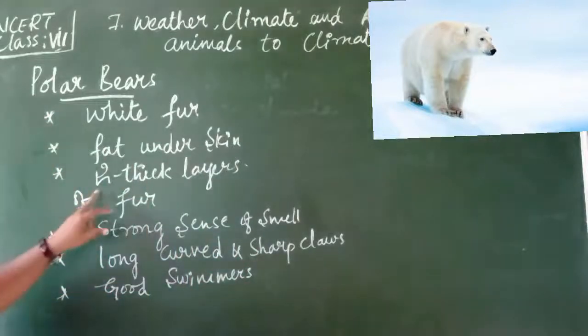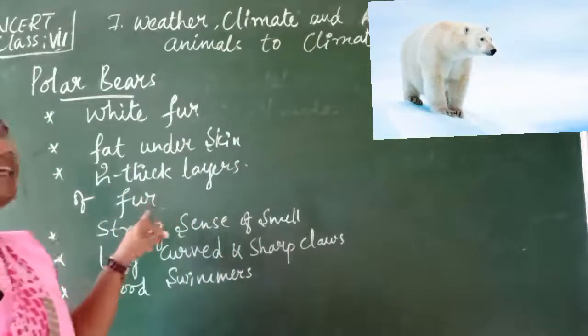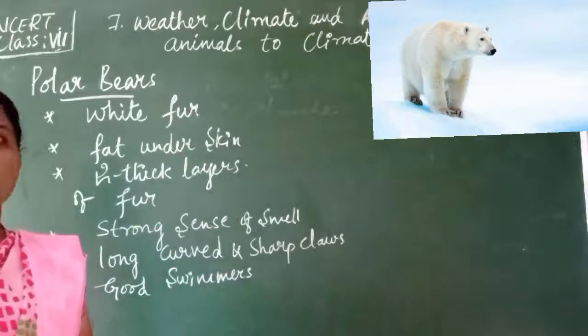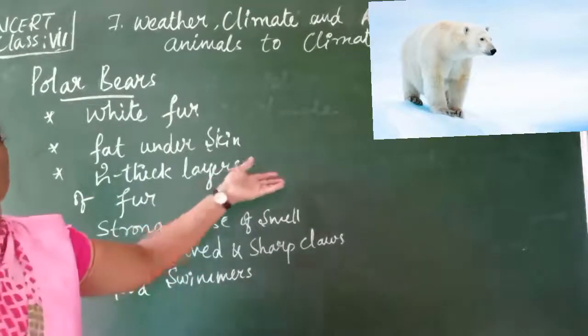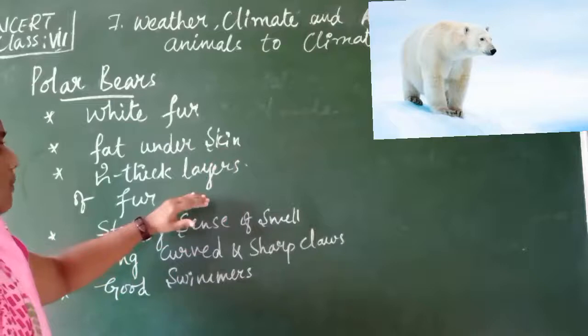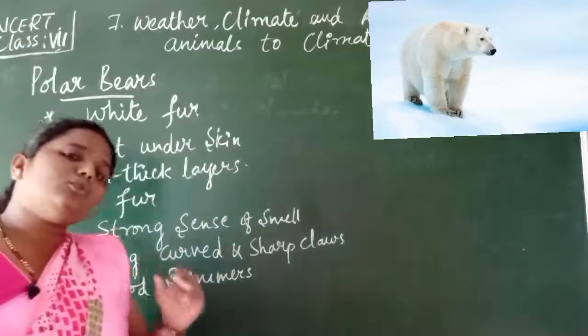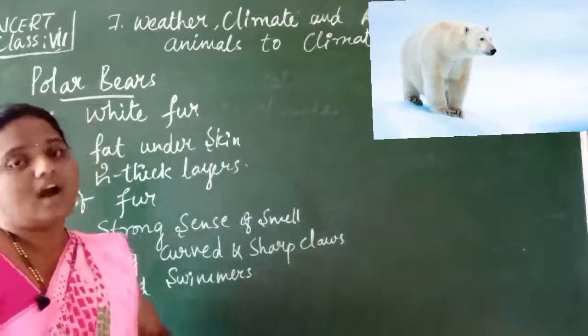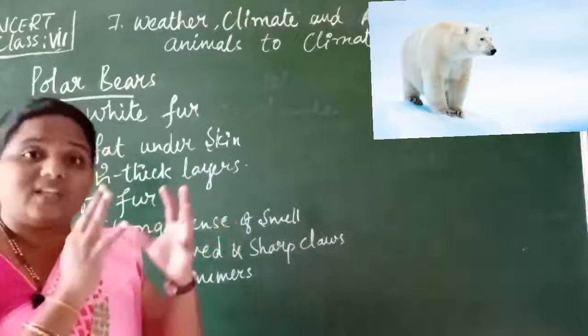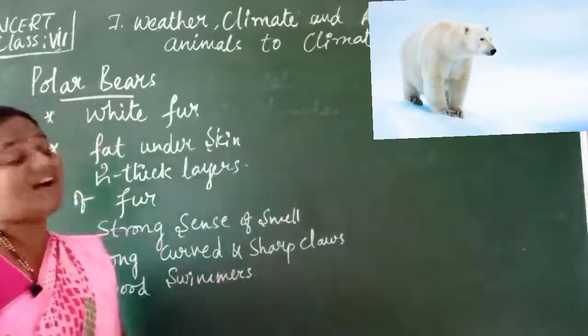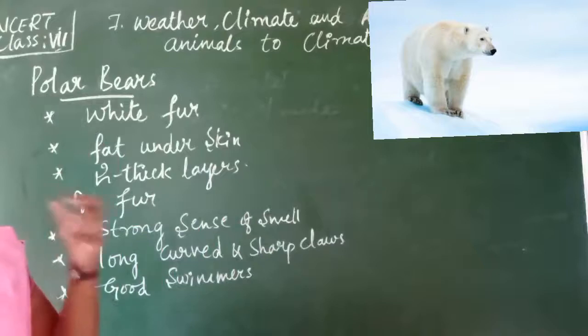The next one, it also consists of two thick layers of fur. See children, we have studied that their climate is very cold, so it consists of two thick layers of fur, one upon another. Here the layers are modified, means fur will be present.